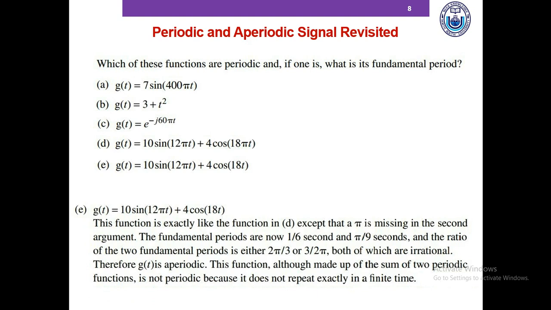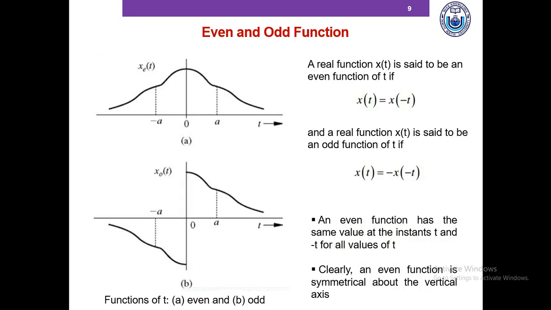So hopefully you have a clear idea how to determine periodicity and identify periodic and aperiodic signals. Now we're going to see what even and odd signals or even and odd functions are. A real function x of t is said to be an even function if it follows this condition: x of t is equal to x of minus t. So this means an even function has the same value at the time instant t and minus t, for all values of t or time.